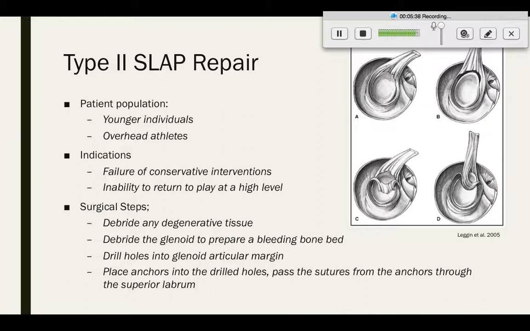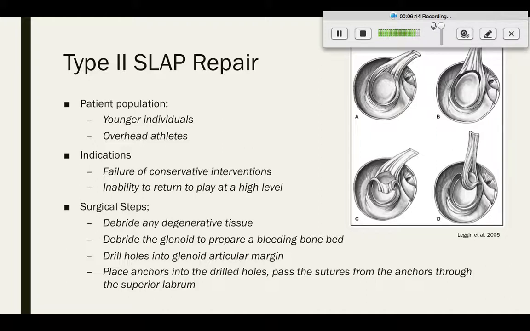It's very surgeon dependent, which is why we're not going to talk as much about D. We'll spend the rest of our time talking about image B, or a type 2 SLAP tear. With this population, it's common to see surgical management via a SLAP repair in a younger population, very commonly overhead athletes. Indication for surgery would be failure of conservative interventions, which commonly range from medication or a subacromial injection combined with extensive physical therapy.